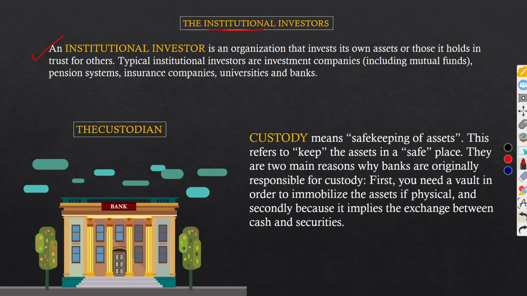So now if we talk about institutional investor, an institutional investor is an organization that invests its own assets, or those it holds interest for others. Typical institutional investors are investment companies, including mutual funds, pension systems, insurance companies, universities, banks, or any family houses also that you can consider as an institutional investor.